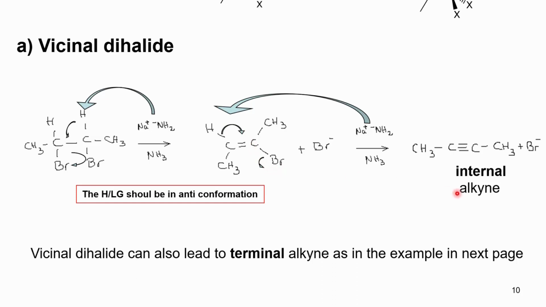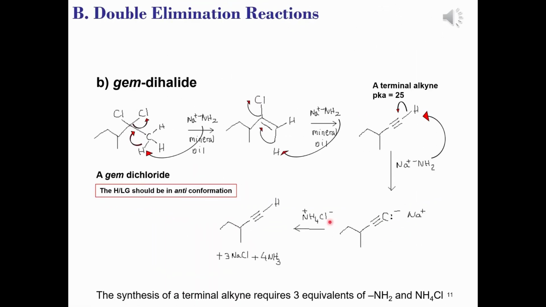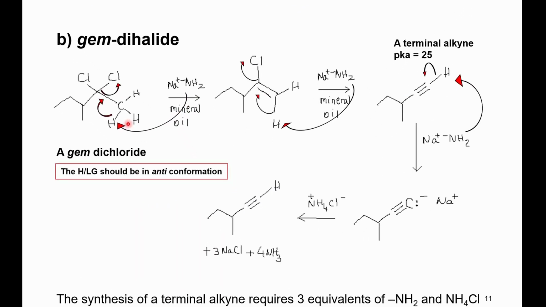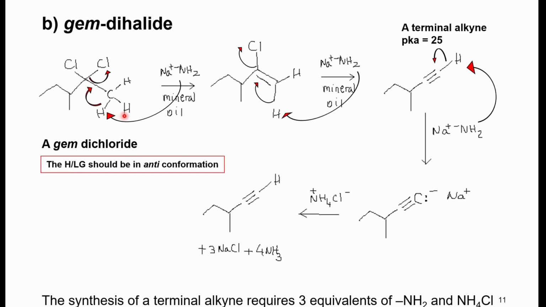Now in this case, what happens is we formed an internal alkyne, and that means that this is an alkyne whereby it's not found at the end of the molecule, but it's found somewhere in the middle of the molecule. So let's now take a look at the use of a geminal dihalide and how that can be used to form a terminal alkyne. Here we see that a geminal dihalide is being used to synthesize a terminal alkyne. And these terminal alkynes have the hydrogen at the end of the alkyne chain.